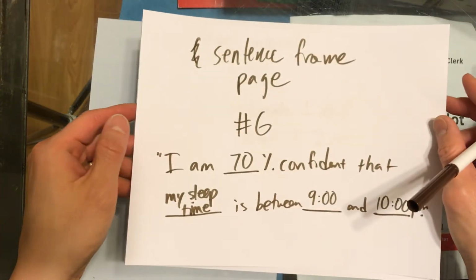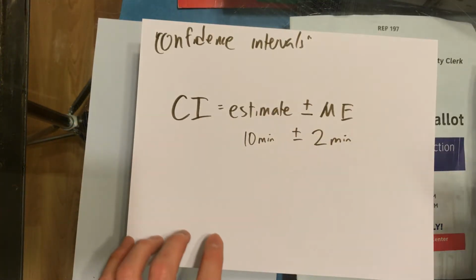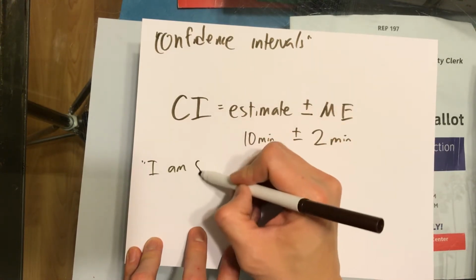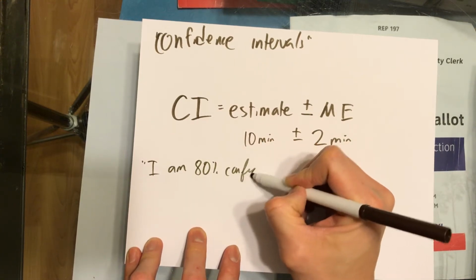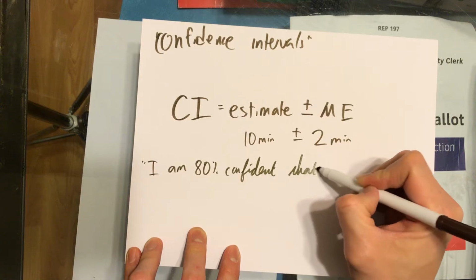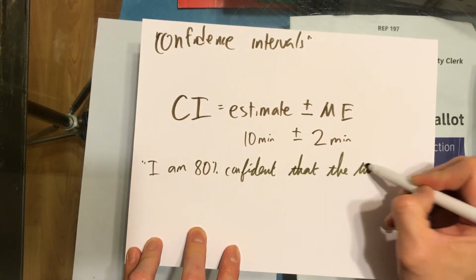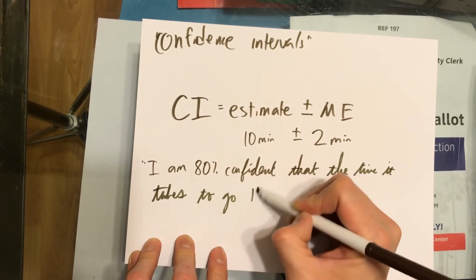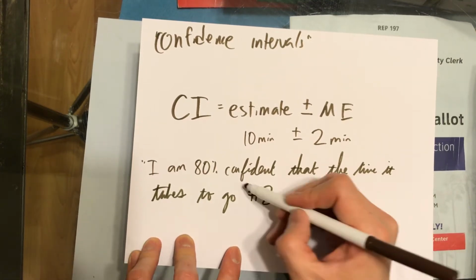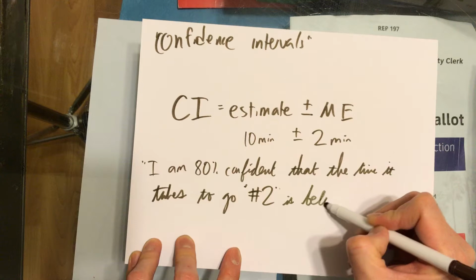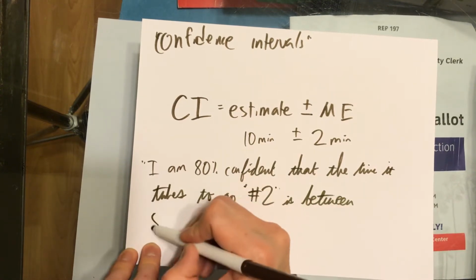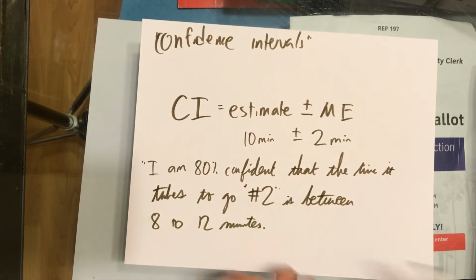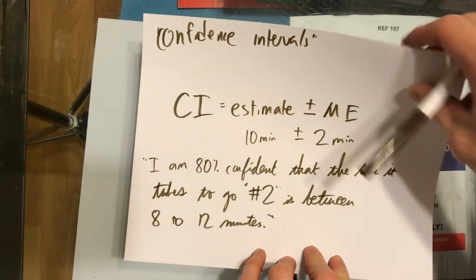Remember this sentence frame right here from the formula sheet? You can say, I am, what percent would you say? I am 80% confident that the time it takes to go number 2, we'll keep this clean, go number 2, is between 8 to 12 minutes. Okay? All right, so let's practice this a little bit.